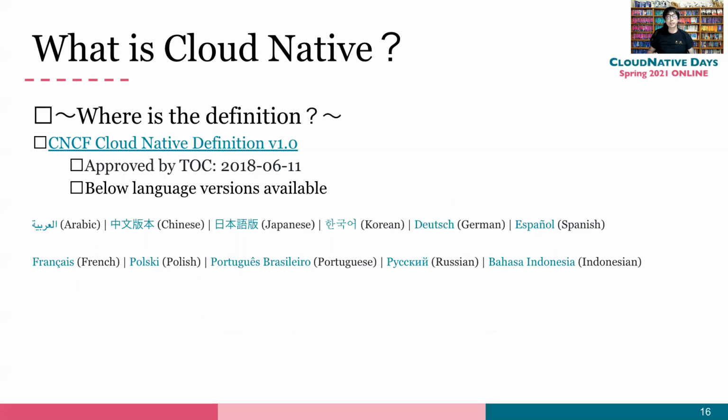And where is the cloud native definition? It's located in a GitHub repo, and you can see this link. It's approved by the TOC, version 1.0, on this date, and there are a lot of versions of this one. For Japanese, of course, it's easy.